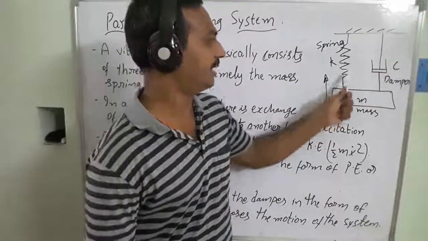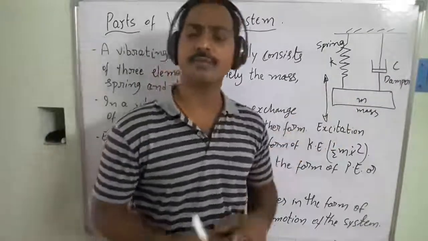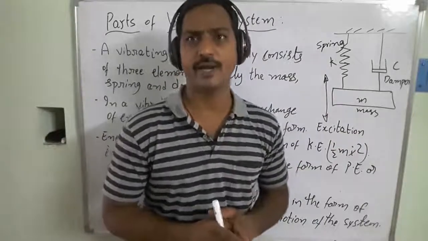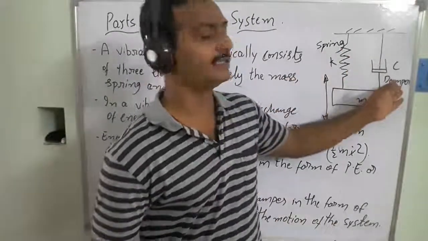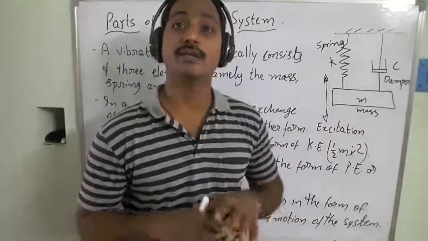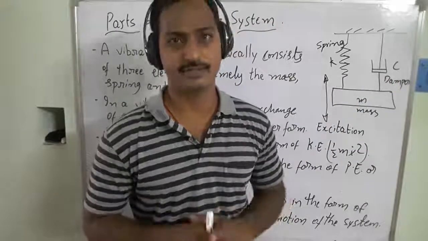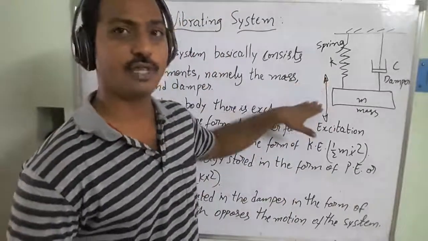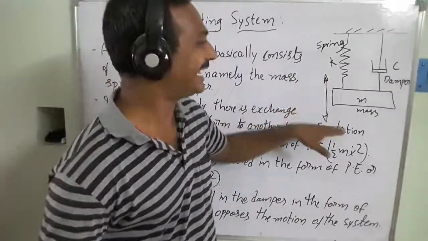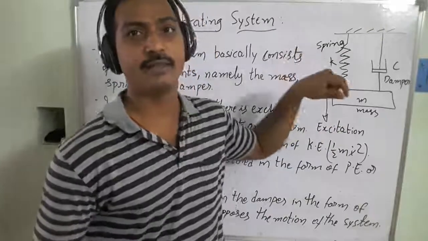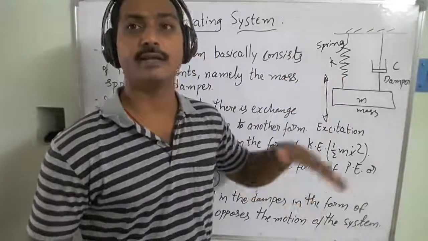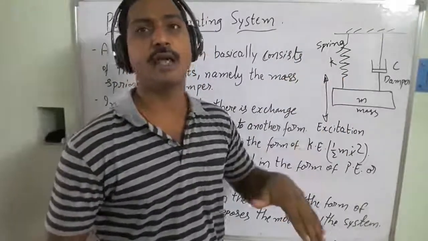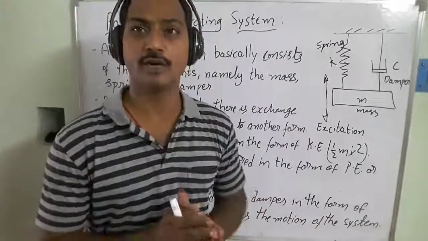The spring and the mass are sometimes the inherent properties of the system, right? And this is the damper, which resists the motion of the vibrating system. And this is the excitation. These excitations will generate the energy within that system, right? So that it displaces from its mean position and starts to vibrate. Those are the points we are going to discuss here.